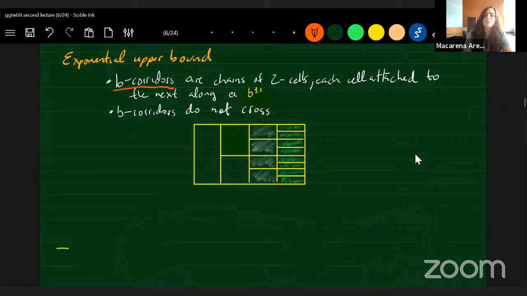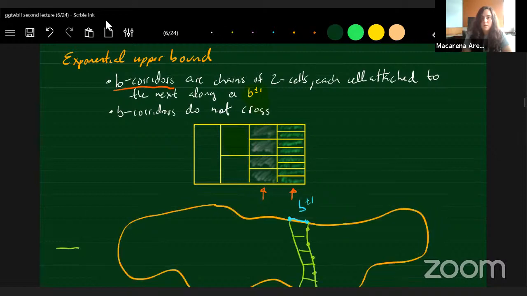So B corridors are chains of two cells that are attached together along their B letters and that do not cross. So I drew two corridors here. Here's one. Here's the other one. And we can use this to estimate an upper bound. And the way we do it is by looking at a diagram.